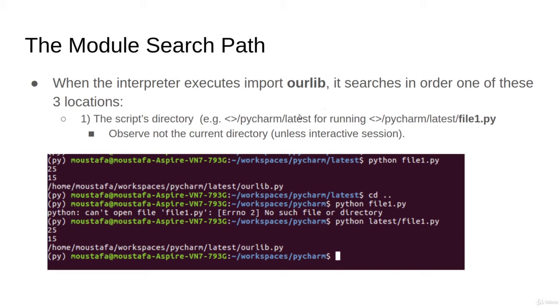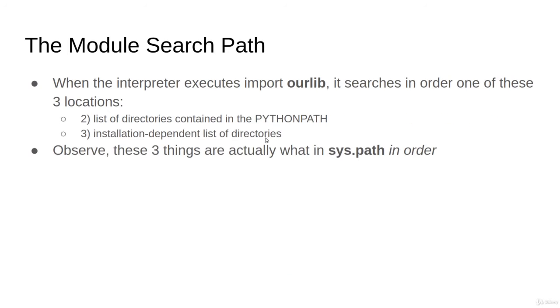So again, you are running Python program 1. What is the script directory? The script directory is actually PyCharm latest, and it is different from the current directory. Python will go into this directory and see if it can find our lib at the top level. If it sees it, it will use it. If it doesn't see it, it goes to search in the other 2 locations.